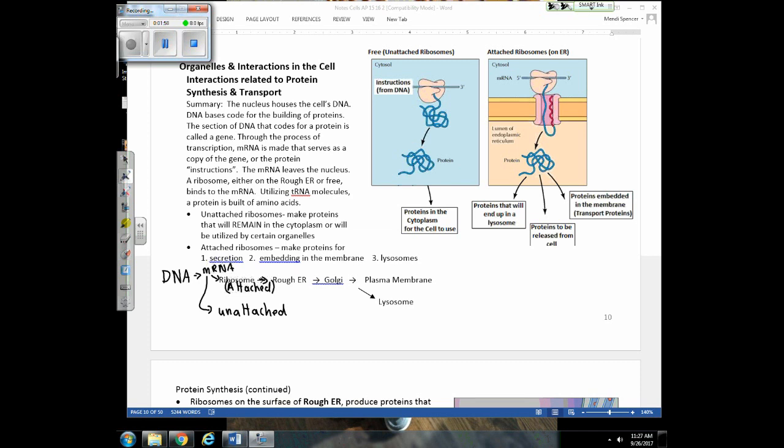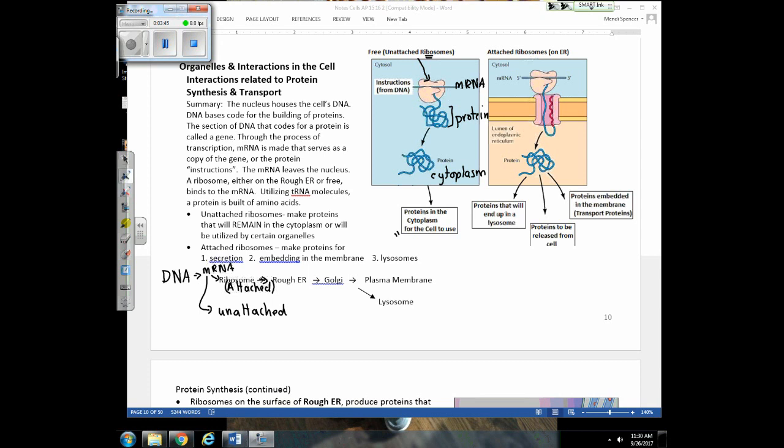Now regardless, ribosomes are going to make proteins. You can see that in this diagram here. There's an unattached ribosome, which is right there. It's reading the mRNA, so this would be mRNA, and it's putting amino acids in order to make a protein. So here's the protein. But one thing you need to be able to tell me is that unattached ribosomes are going to release those proteins into the cytoplasm of the cell. So unattached ribosomes are making proteins that are going to stay in the cytoplasm of the cell.